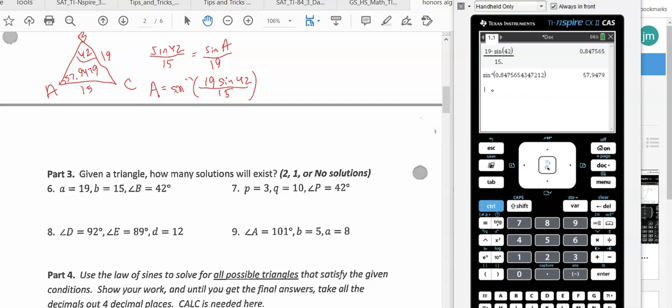Okay, so if I draw a second triangle, we'll call that A prime, B prime, C prime. Given information is the same, so 42, 15, and 19. But this new angle is the supplement of that. So what I'm going to do is 180 minus that angle is 122.05. Let's see, I want more decimals. How's that? Press enter.